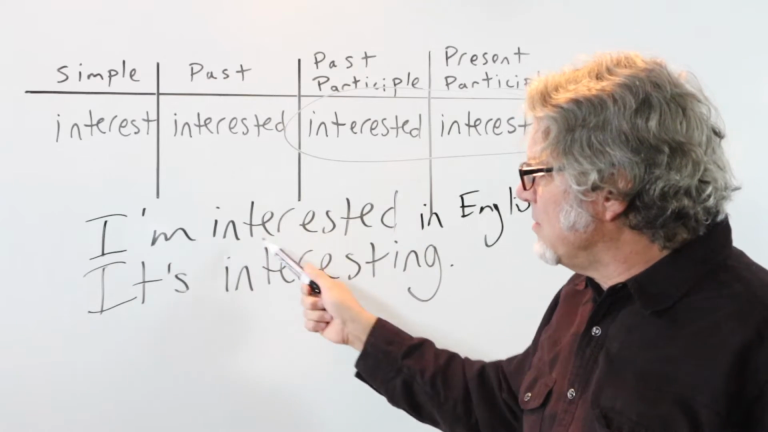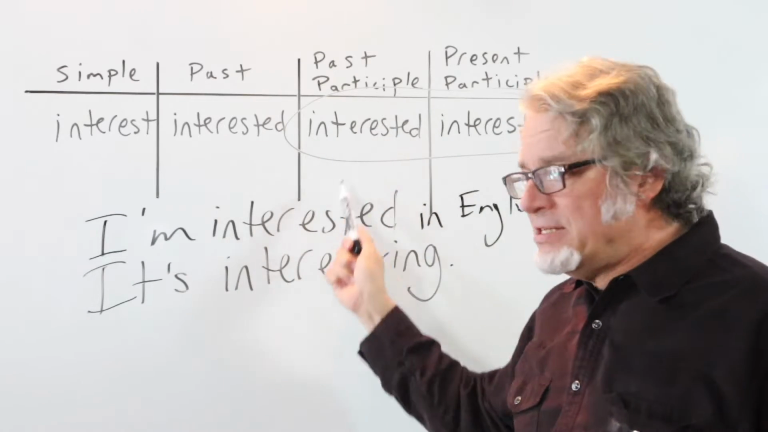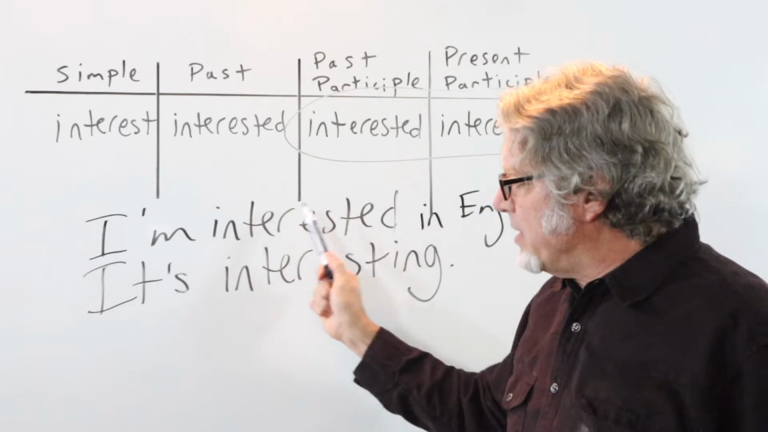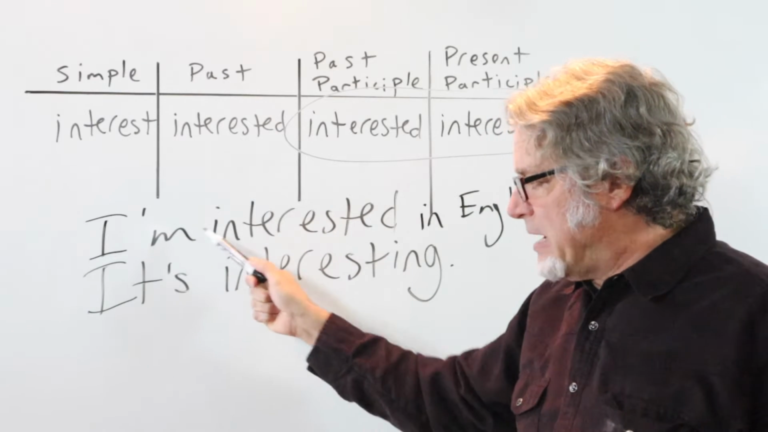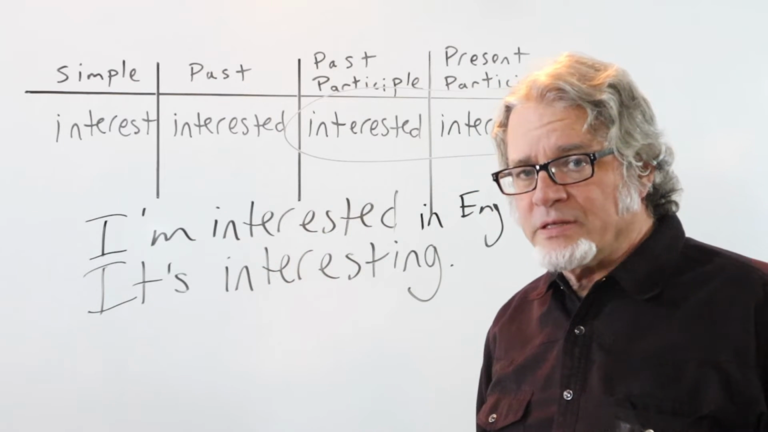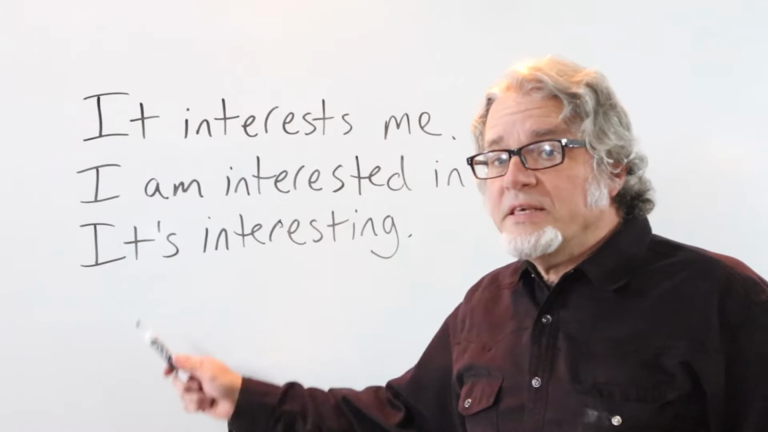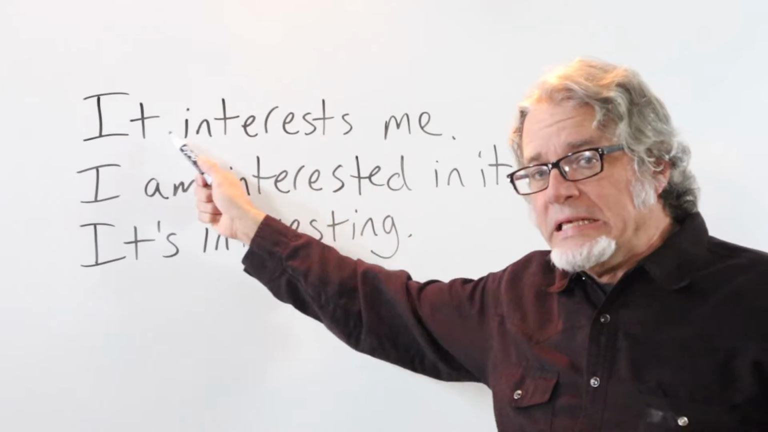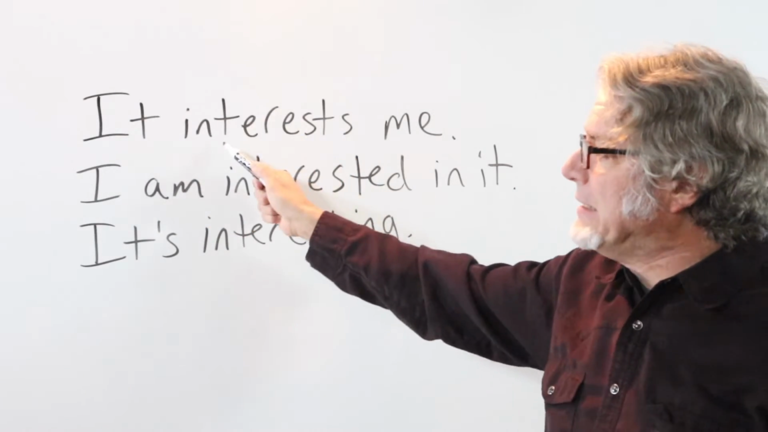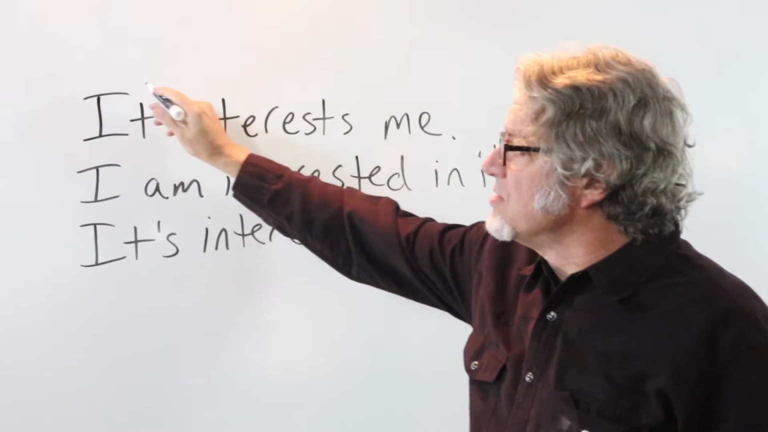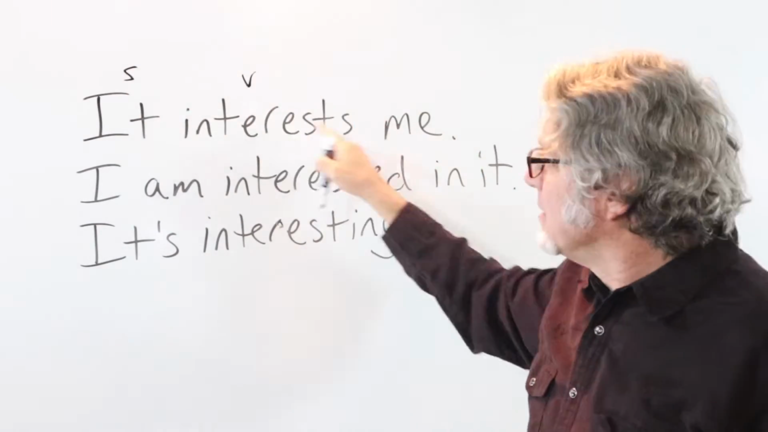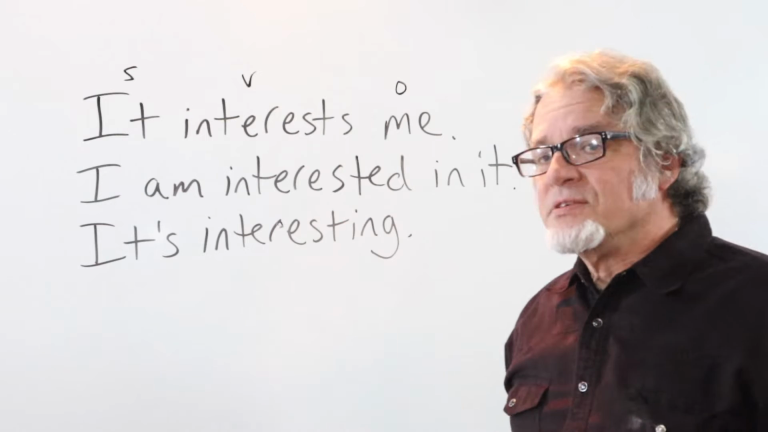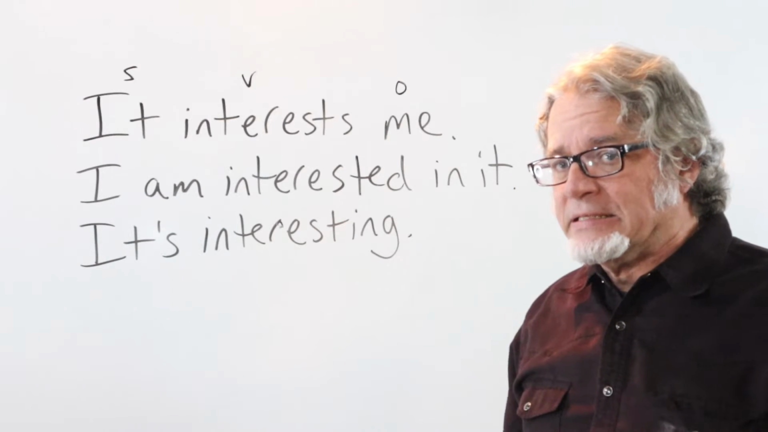So here again, you would think of this as the adjective interested. It's a past participle. But if you think of it as a verb and it's perhaps in the passive voice, that's okay too. These three sentences have about the same meaning. The first one is in the present tense. It interests me. This is the subject and this is the verb. This is the object.